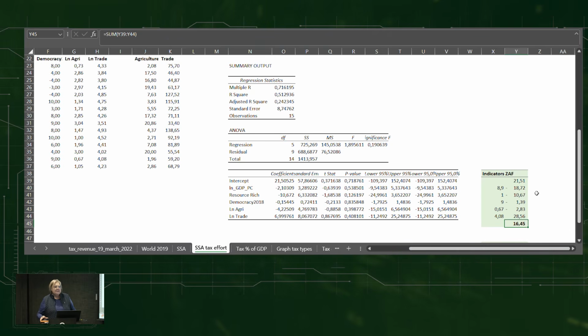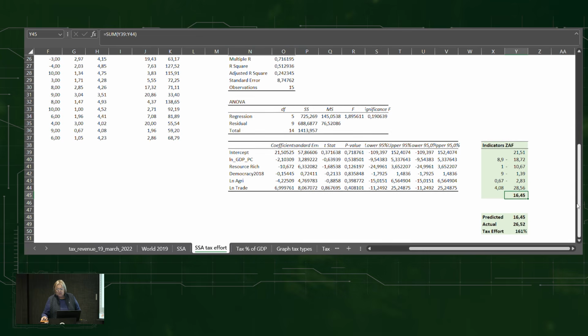Okay, so this is really very below what we say. So we say predicted is the 16.45. Our actual, what I've put in here, because this is the value that's in here, is 26.52. And our tax effort is then much higher, because now you divide just your actual against your predicted, and that ratio just tells you the tax effort.